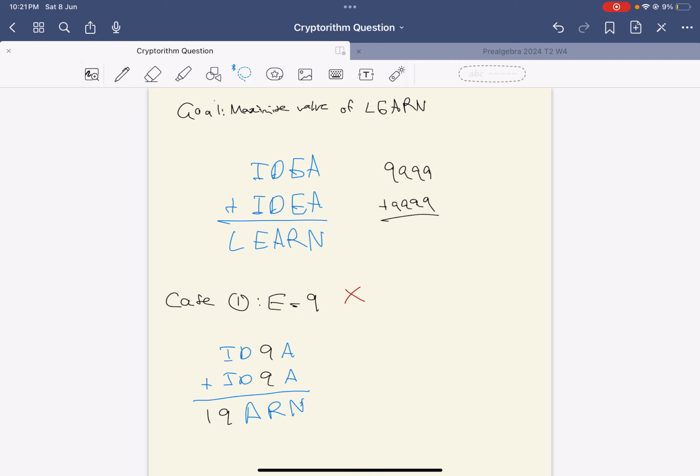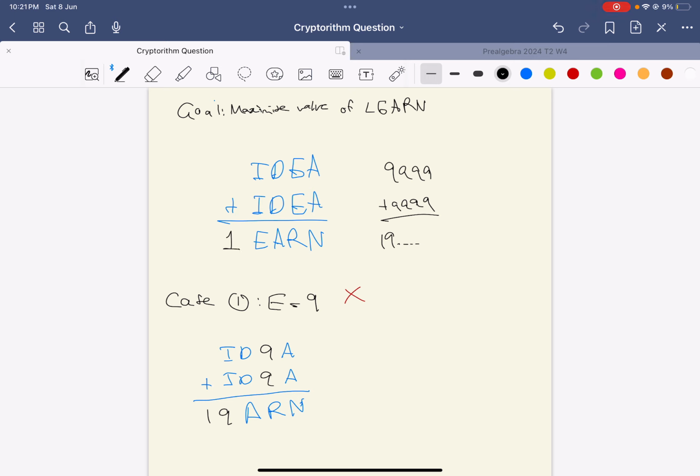First things first, before we go into the cases, there's a very easy observation we should make, and that's that L is equal to 1. Very important observation, because these are two 4-digit numbers. The biggest they can be is 9999 plus 9999, which is 19,000-something. So the largest L can be is 1, which means straight away we know that L is equal to 1.